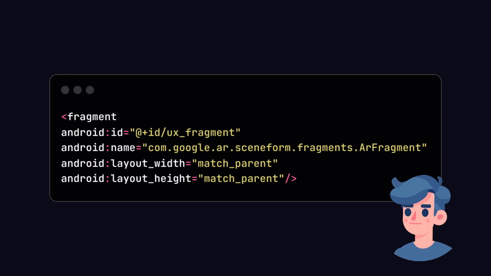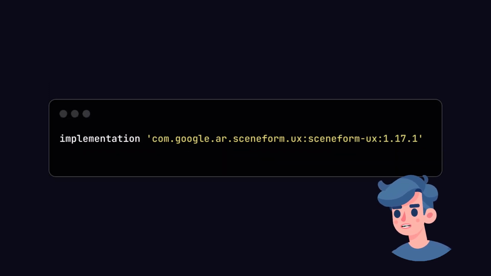Our app will use the camera real-time feed, so we need to set up the AR fragment to display it. In your layout XML file, add an instance of AR fragment. We also need to add Sceneform as a dependency to our build.gradle file. This library helps manage 3D objects and rendering.